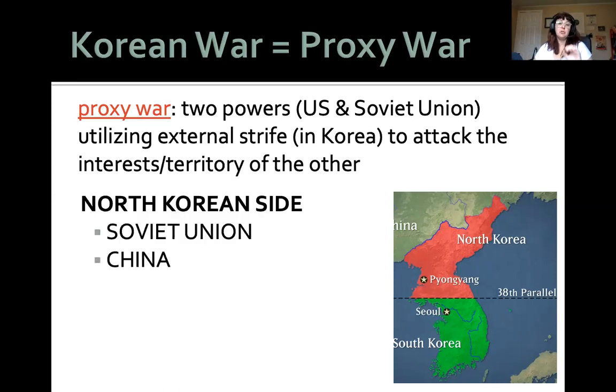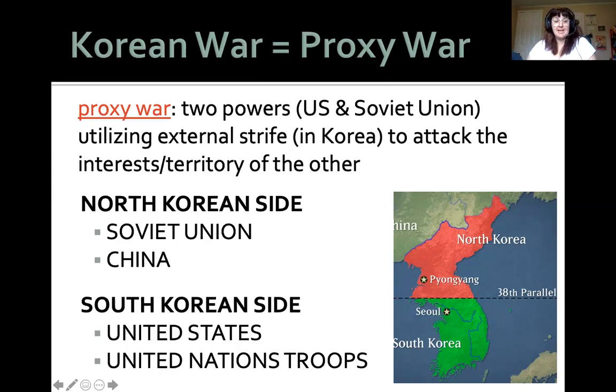Right? So the North Korean side included the Soviet Union and China, who was the Soviet Union's major ally, now a communist nation. And obviously China would have an interest in North Korea, being as they share a border with it, right? And the South Korean side is the South Koreans, the United States, and also United Nations troops. So that's who's fighting each other. North Koreans, Soviet Union, and China versus South Koreans, United States, and United Nations troops.